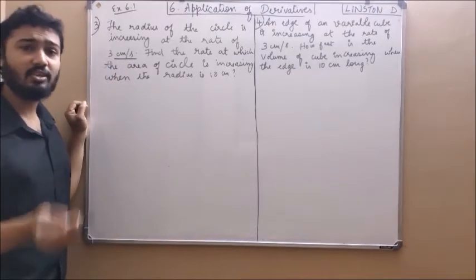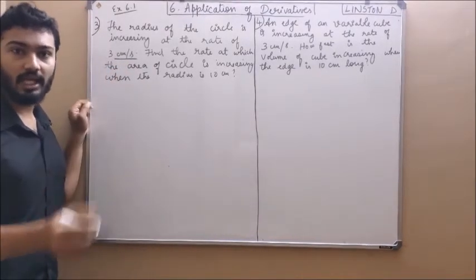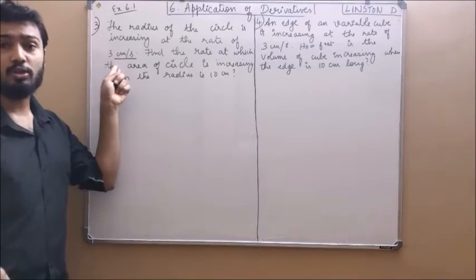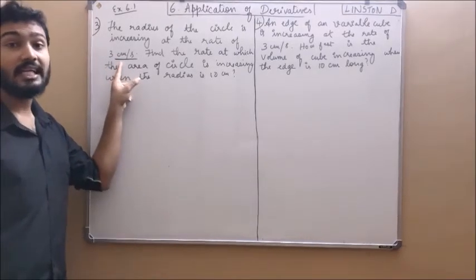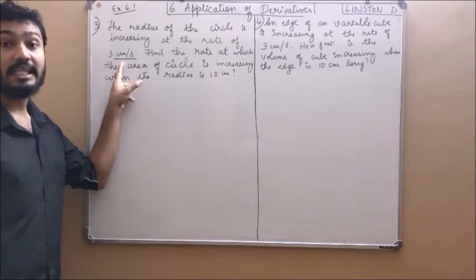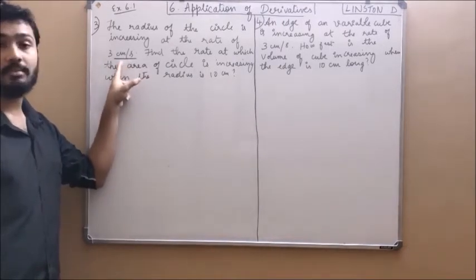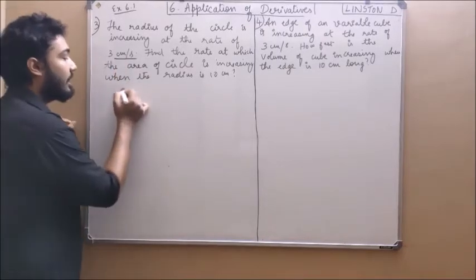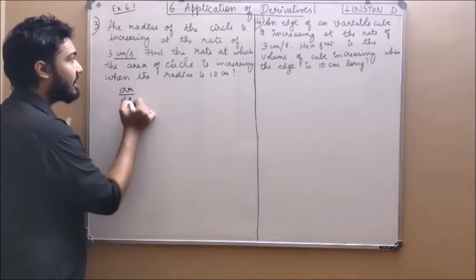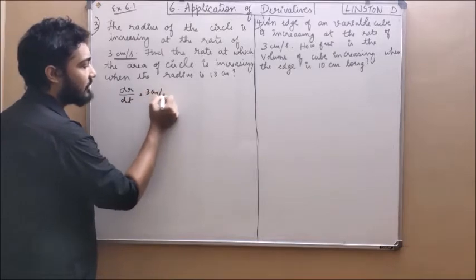When it comes to increasing or decreasing, it is with respect to time. Another clue to decide what rate of change is given is the unit. Centimeter per second is nothing but rate of change of radius with respect to time. So it is dr by dt. It is given as 3 centimeter per second.